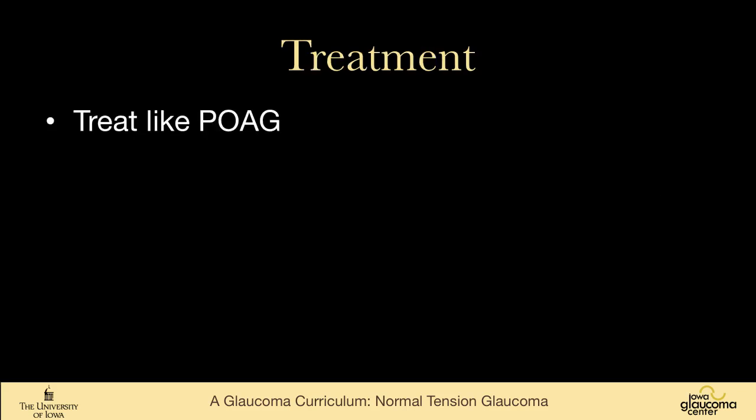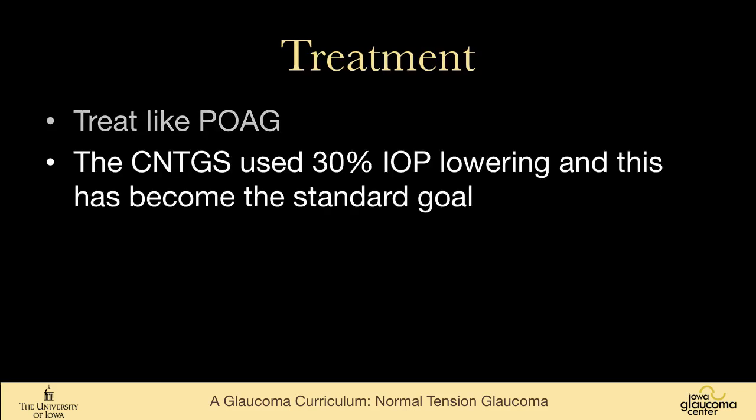We treat it like primary open-angle glaucoma. The collaborative normal tension glaucoma study used a 30% pressure reduction, and because that was effective, that has become the standard that we all try to achieve.